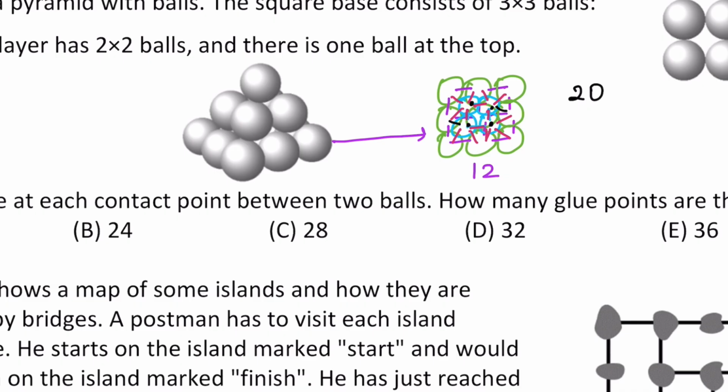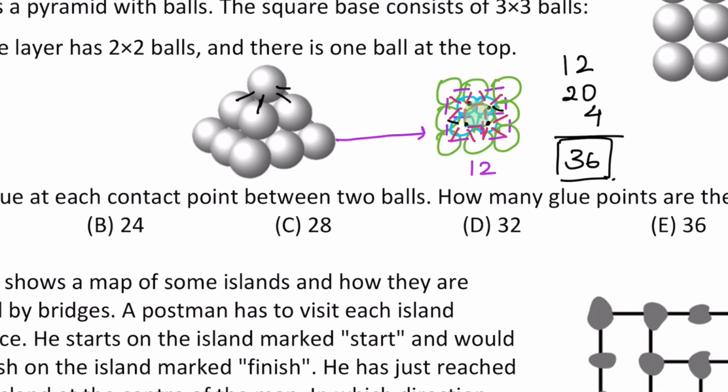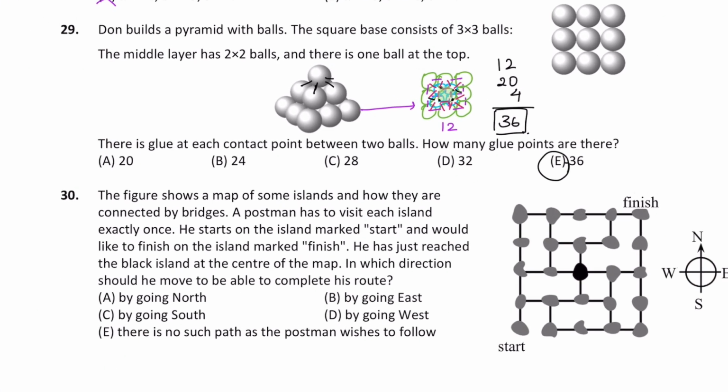Now there is another ball on the top over here, right? The contact points that are made because of that are 4. We can also look at it over here. 1, 2, 3, and 4 at the back. So 24 and 12. When we add that, that should give us 36. So there are 36 glue points needed.